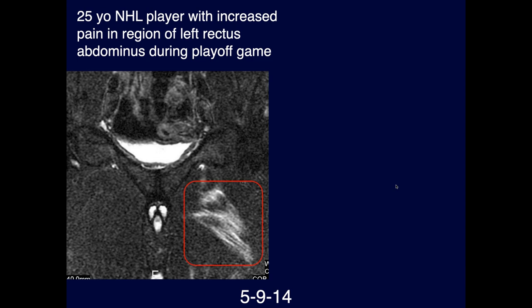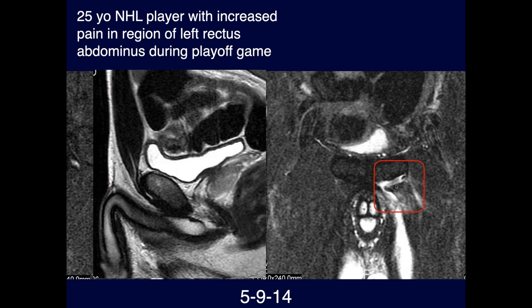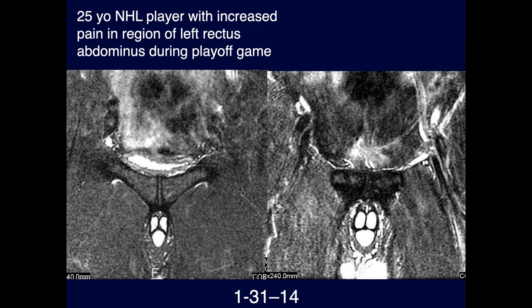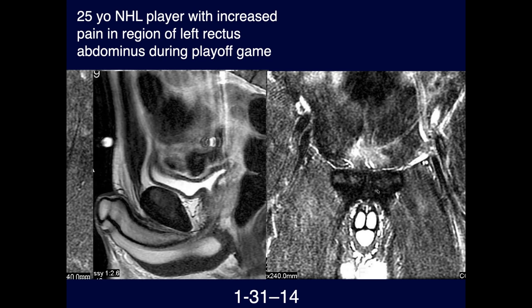Okay, right. So here we have this was on 5/9/2014. If we go back when they first became symptomatic, this is on January 31st, 2014. Okay, so there's just trace edema there at that left adductor longus attachment. I would call it maybe some strain. I wouldn't call a tear there.